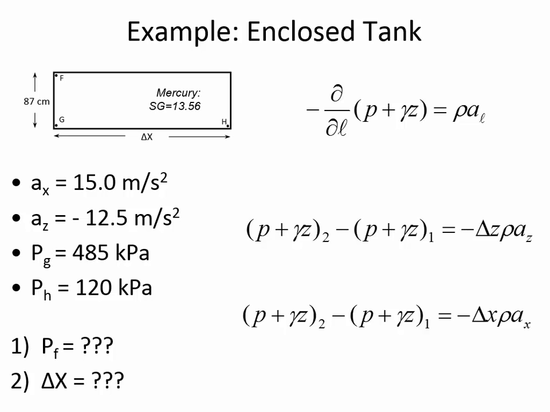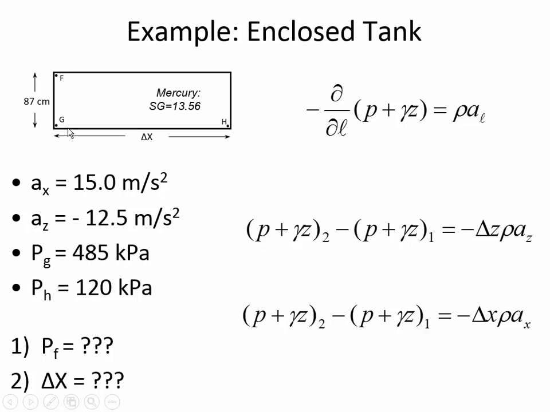Don't combine the accelerations. You have to consider the horizontal acceleration in one part of the problem and the vertical acceleration in another part of the problem. Keeping them separate is the only way to get the right answer consistently. So, all right, here we know the pressure at one location. We know the pressure at the edge here, G, and we know the pressure here, H.